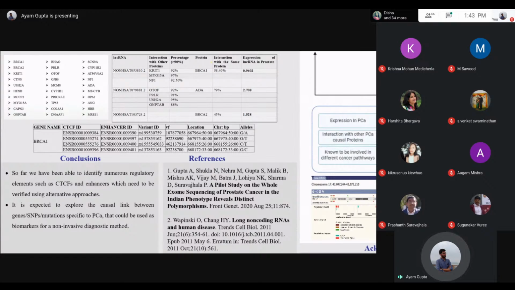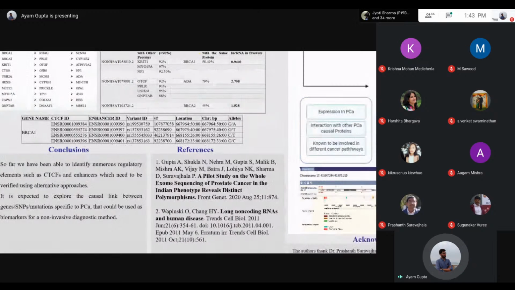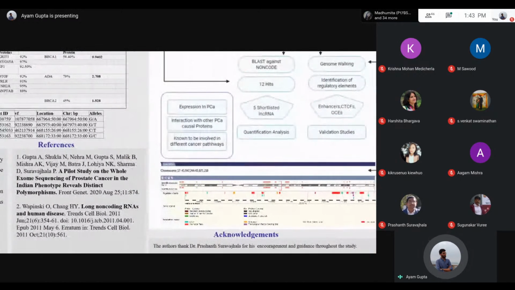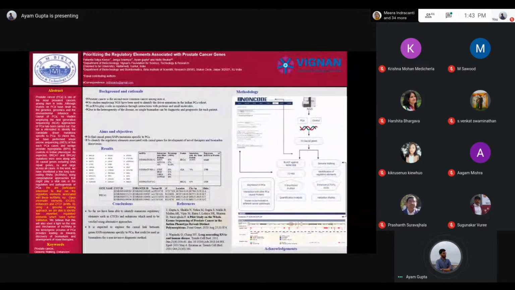All these studies will give a hint of PCA pathogenesis, and that can be involved in the identification of biomarkers. So this is all I have right now, and I would like to thank Dr. Prashant for his continuous encouragement and guidance. Thank you so much, and I would be happy to take any questions.